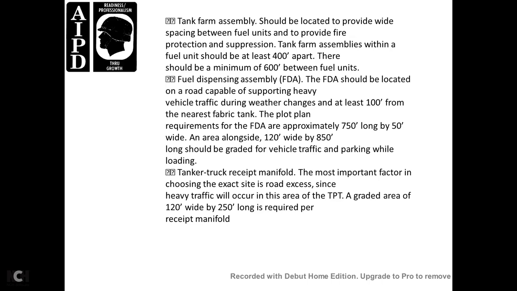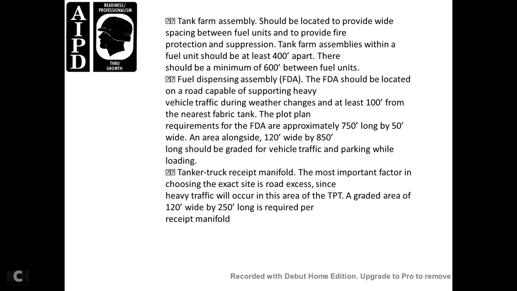Fuel dispensing assembly. The fuel dispensing assembly should be located with a road capable of supporting heavy vehicle traffic during weather changes, at least 100 feet from the nearest fabric tank. The plot plan requirement of the FDA is approximately 700 feet long by 50 feet wide, in an area alongside 120 feet by 80 by 150 feet long, which should be graded with vertical clearance for vehicle traffic, parking, and loading.